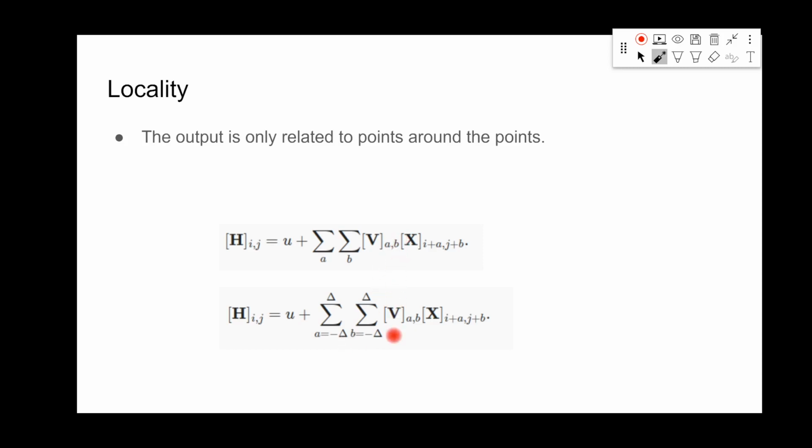But for now, we only need to know that in order to have the locality here, the only difference between these two is that we try to limit the value of the delta. If the delta is n divided by 2, this will be the same. But if the delta is a very low single digit number, such as 1 or 2, this is actually what the convolutional network is.